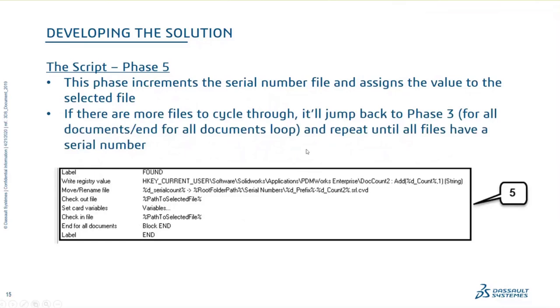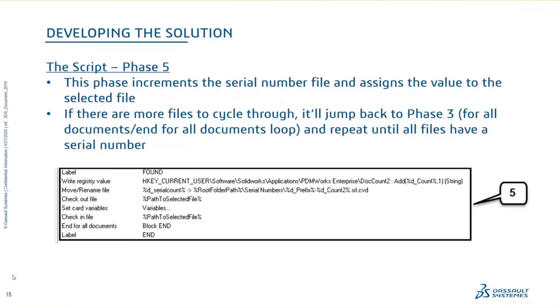Okay, so this is where we actually do it, right? Phase 5, this is where we're actually incrementing the serial number and assigning it to the file. In this case, I'm just putting it in the data card, but you could put it in the file name, you could put it in the data card, you could even put it in someone else's data card. You have a lot of freedom now because we're doing it in dispatch and not in the classic serial numbers.